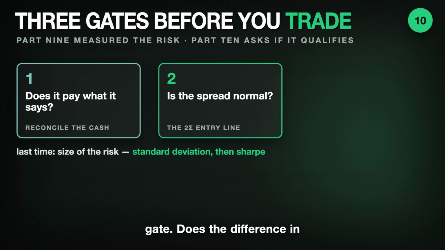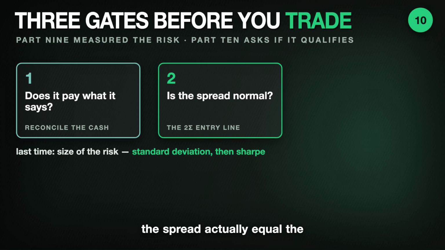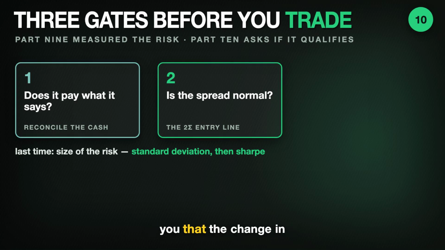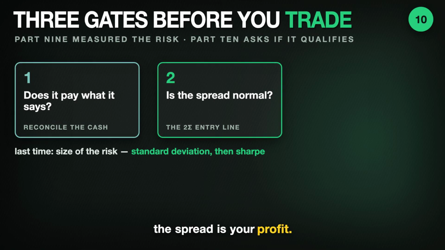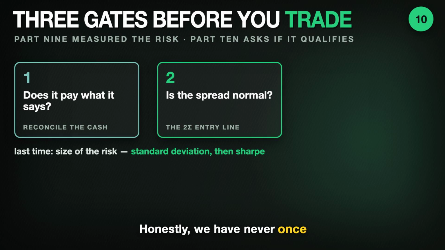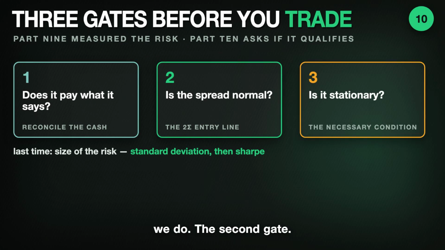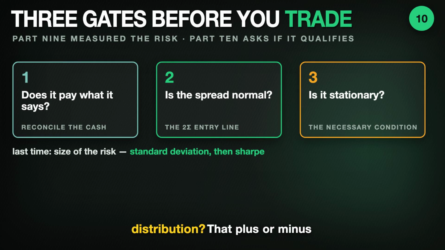The first gate: does the difference in the spread actually equal the return in your account? For 8 episodes, I have told you that the change in the spread is your profit. Honestly, we have never once sat down and checked it with real cash flows. Today we do. The second gate: is the distribution of the spread close to a normal distribution?